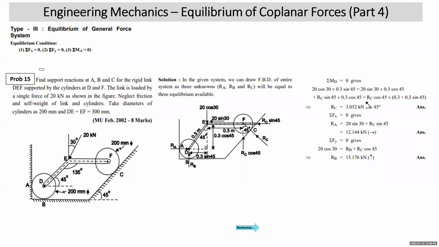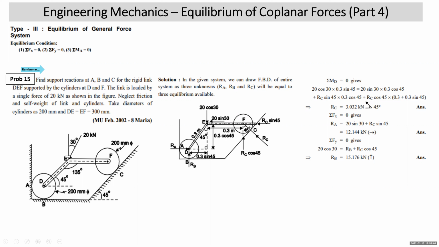All right. Problem number 15 being taken. Find support reactions A, B, and C for the rigid link DEF supported by the cylinders at D and F. The link is loaded by a single force of 20 kilonewton as shown in the figure. Neglect friction and self-weight of the link and cylinder. Take diameter of the cylinders as 200 mm and D and EF as 3.